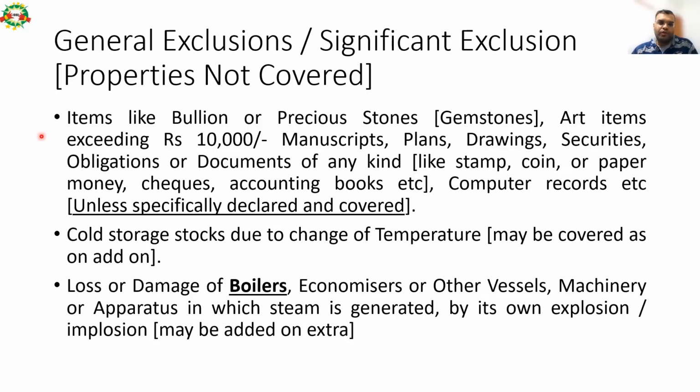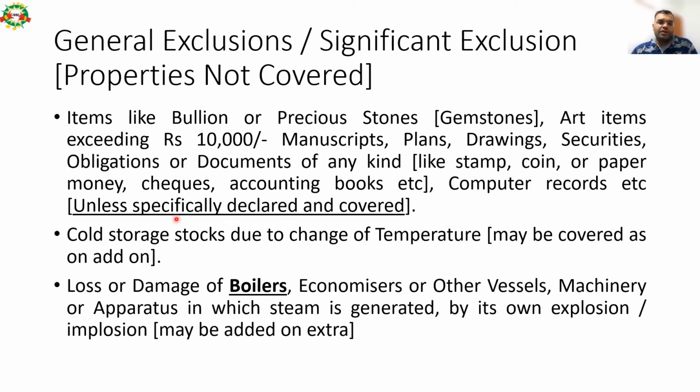So items like bullion or precious stone, gemstones, art items exceeding rupees 10,000, manuscripts, plans, drawings, securities, obligations or documents of any kind like stamp, coin or paper money, check, accounting books, computer records, etc. are not covered in these policies unless these are specifically declared and covered. If these are specifically mentioned, then only they are covered. If the policy is silent, then these are not covered.